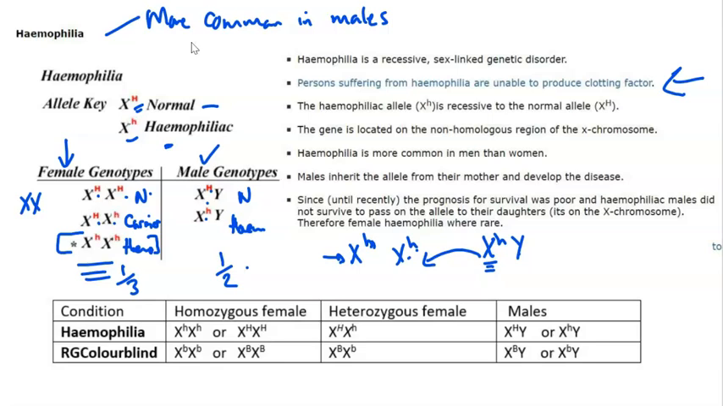modern medicine allowed hemophiliacs to survive longer. Being a hemophiliac male would have been a selective disadvantage, and they probably would not have survived until reproductive age, and so having hemophiliac daughters would therefore have been unlikely. This table summarizes the genotypes and phenotypes of sex-linked conditions.